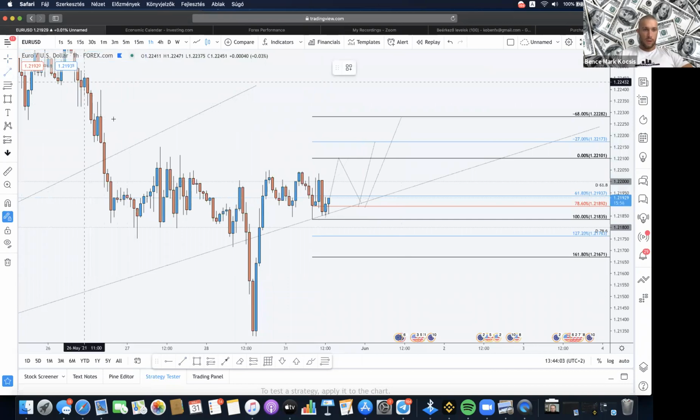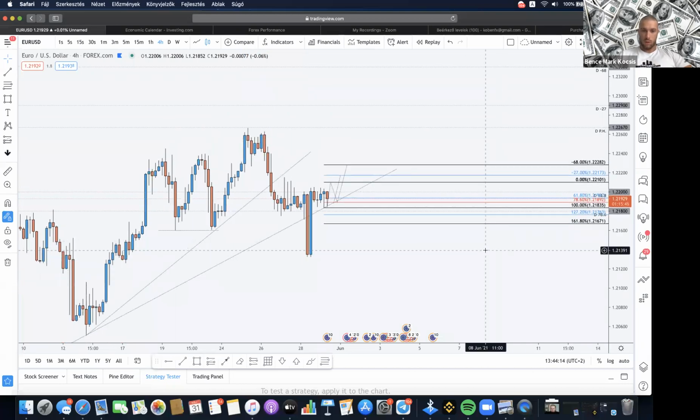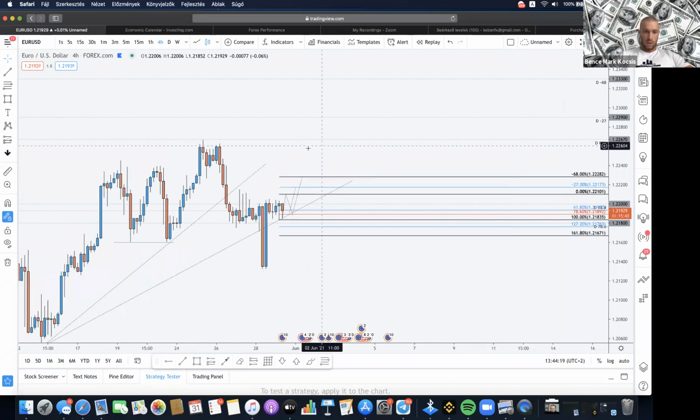So it is the H1 structure and the 78.60 level. So from this point possible again bigger pullback. The overall trend is still really bullish for me, so I'm only looking to take a long position on Euro USD. Do you have any questions on Euro USD?